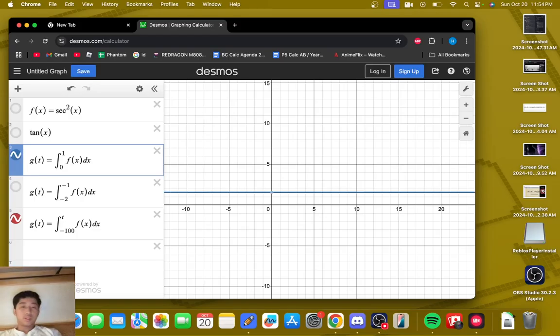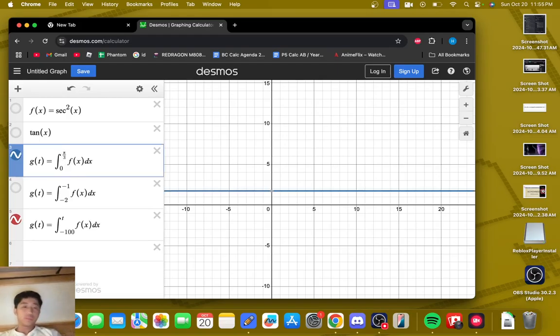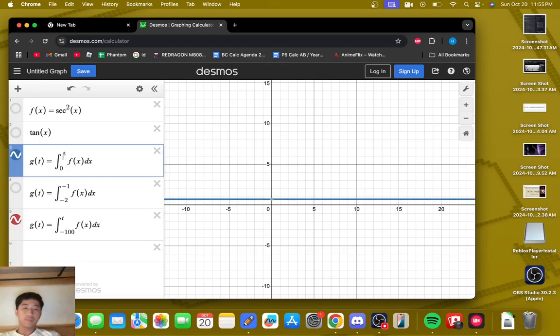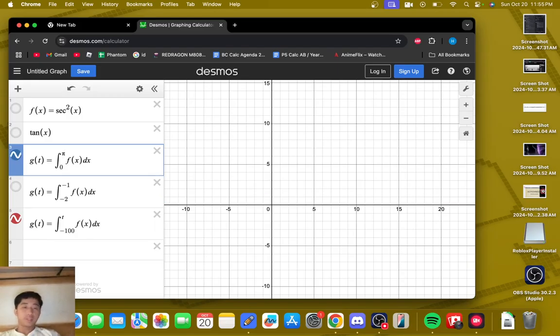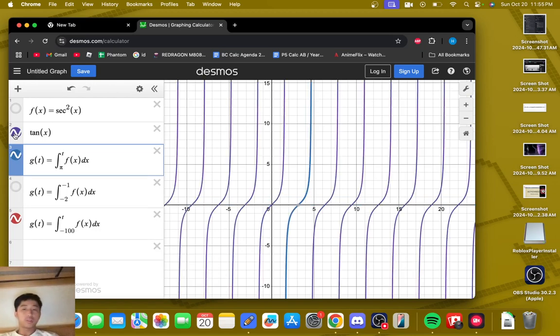If I put pi over 3, it works. 4, 5, 6, and then pi doesn't work. But if I change my bounds to pi and t, now it's the second one. See that? It's the second one now. It's all about the bounds, guys.